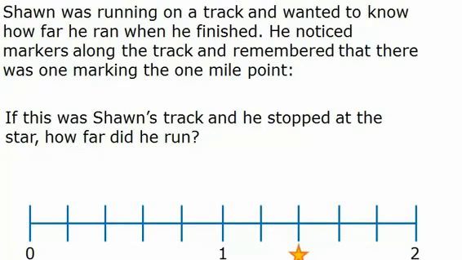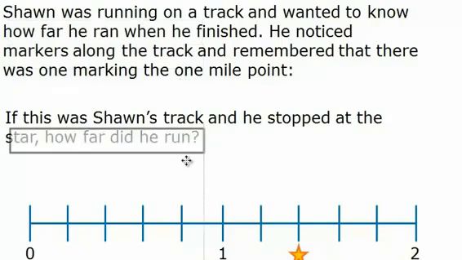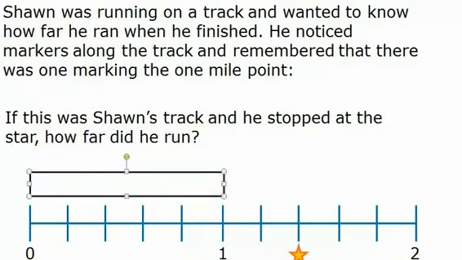Sean was running on a track and wanted to know how far he ran when he finished. He noticed markers along the track and remembered that there was one marking the 1 mile point. If this was Sean's track and he stopped at the star, how far did he run? Here, I'm given a location on the number line and I need to figure out its value. Using what I already know, I can see that each whole is split into 5 pieces, and I can prove that by using that rectangle.